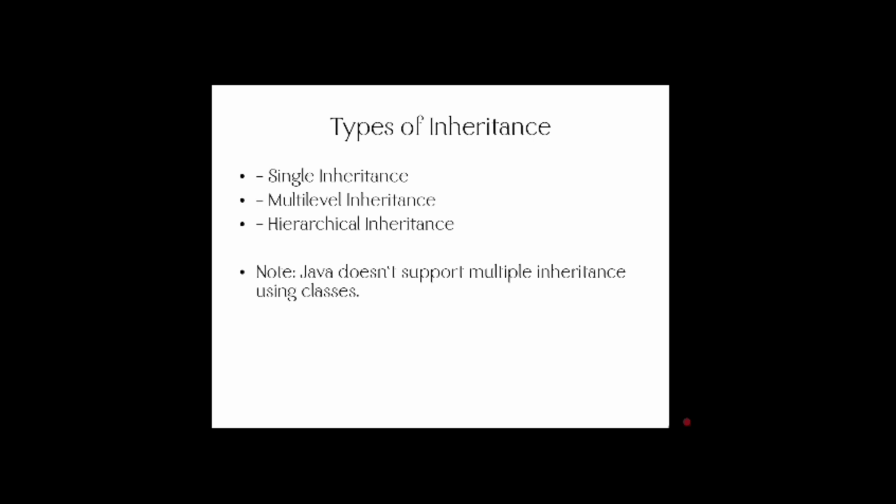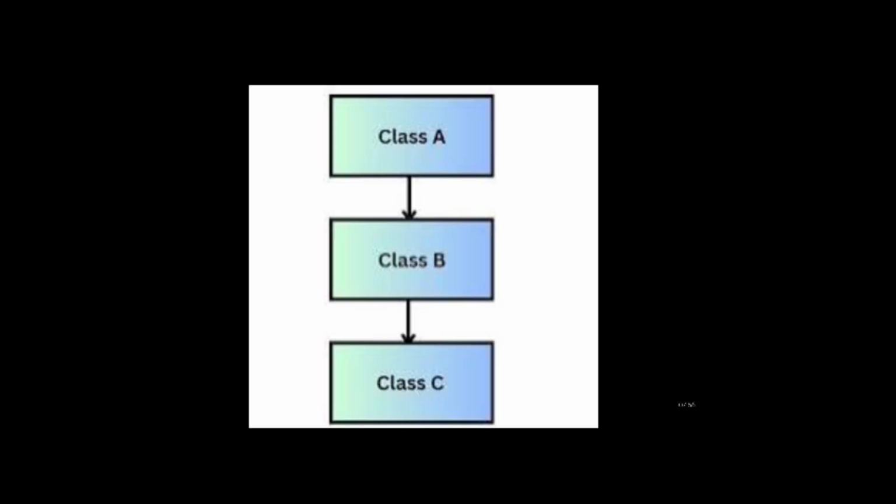Let us see an example. Here is the example. Class A, class B, class C are three classes. Class C acquires the features from class B and class B acquires the features from class A.